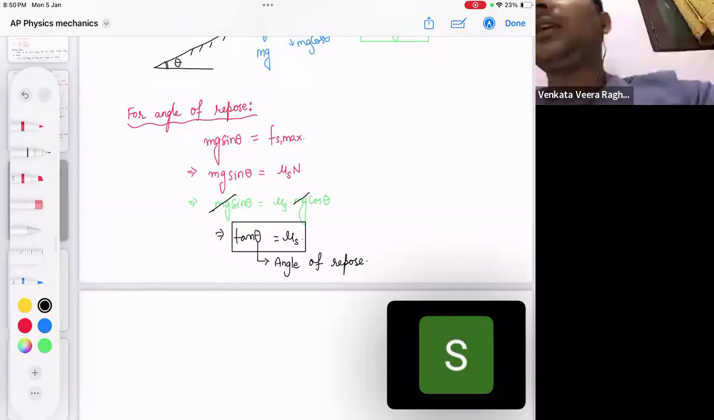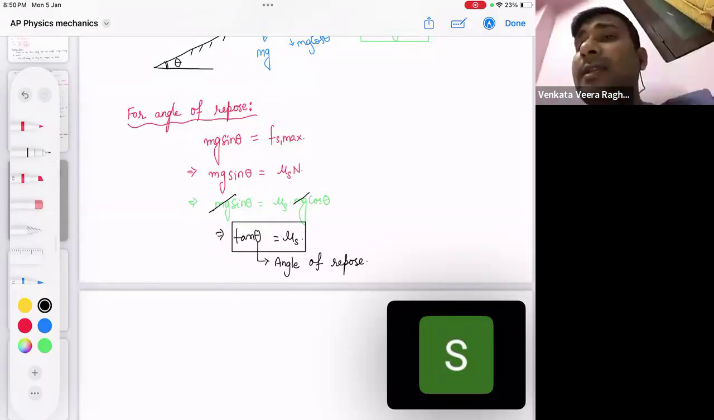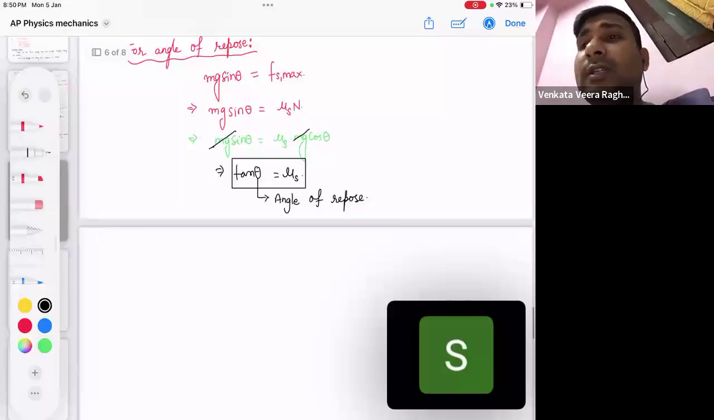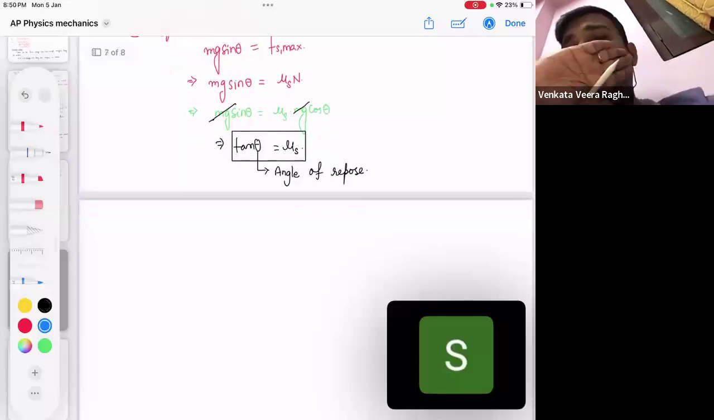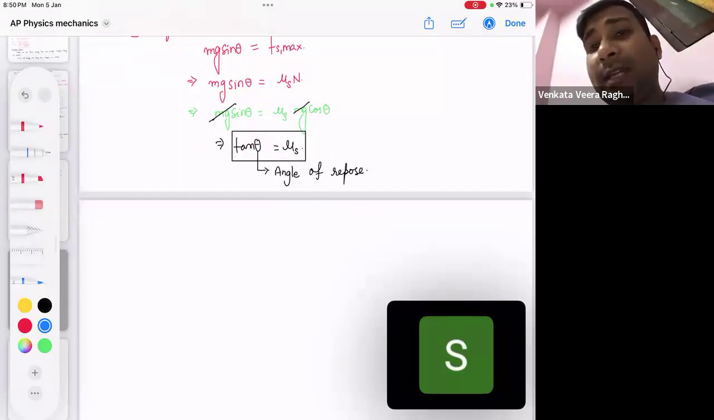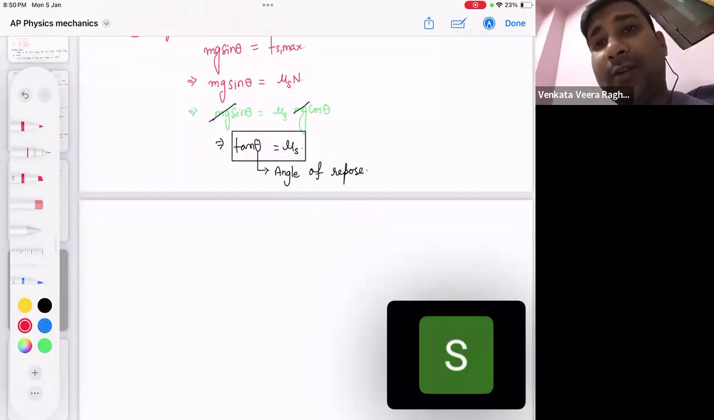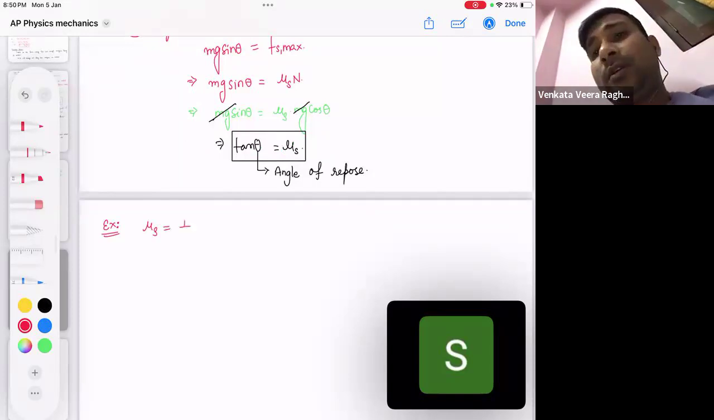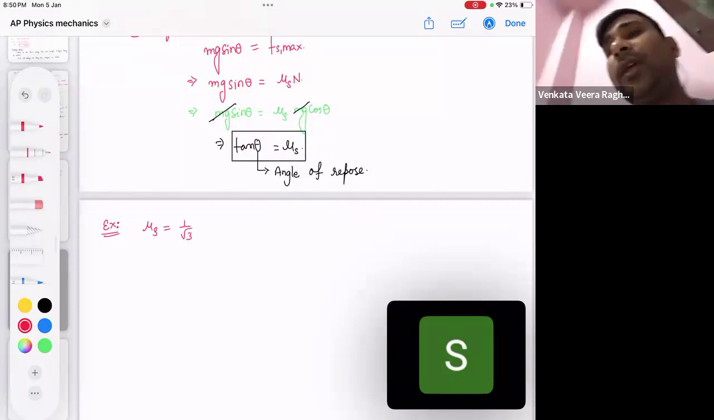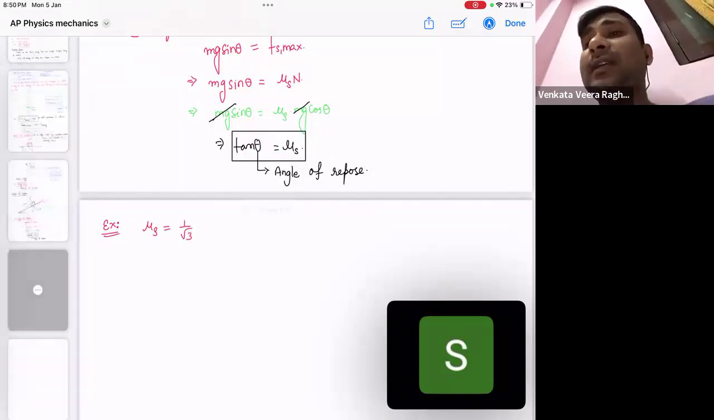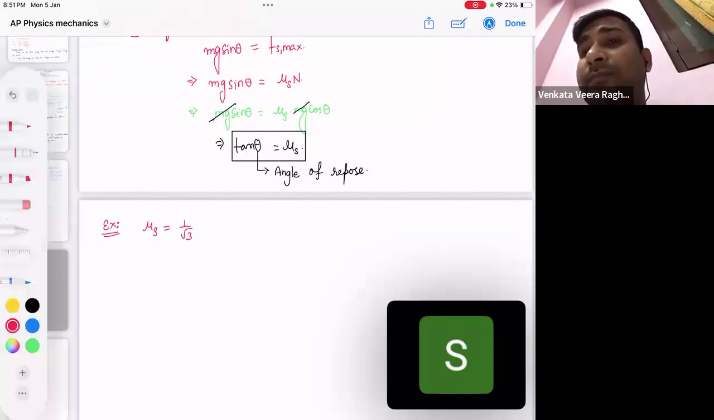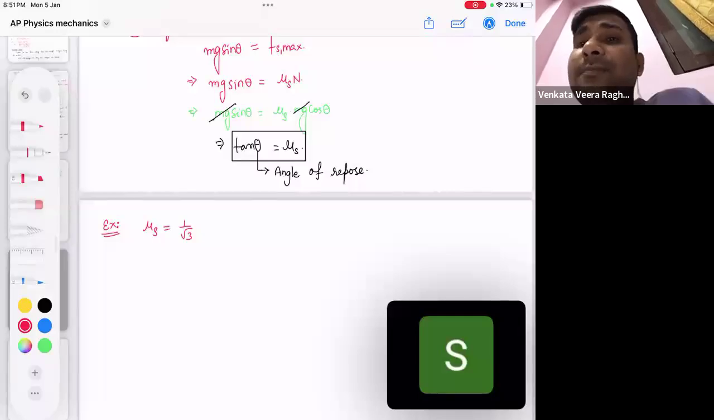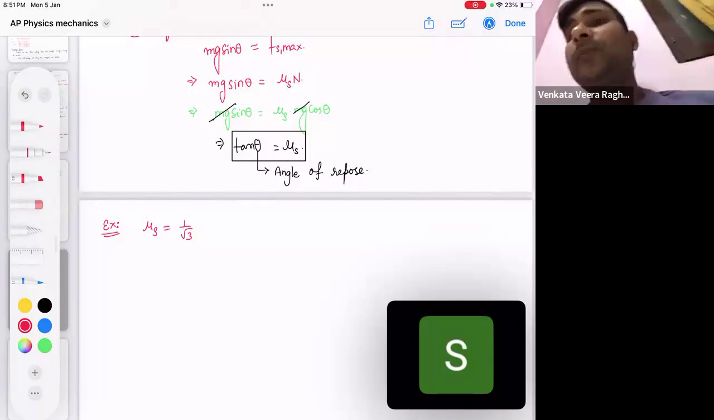Why? Because, see, let me give you an example. Let me take the value of mu s, let's say there is an inclined surface whose mu s is 1 by root 3. I am just taking a very simple value so that our calculation will be easy. Tell me, mu s is given as 1 by root 3. Can you tell me, if I keep my inclination at 10 degrees, will the block slide or not?